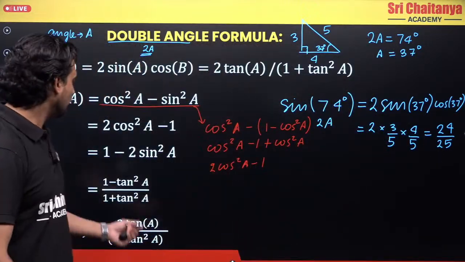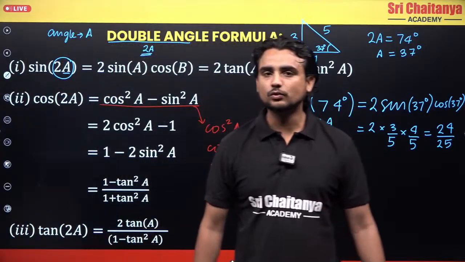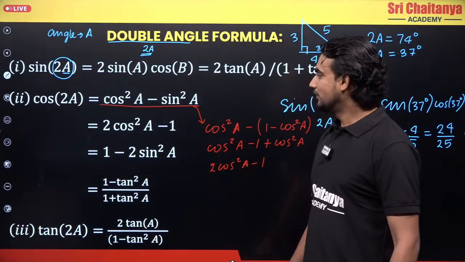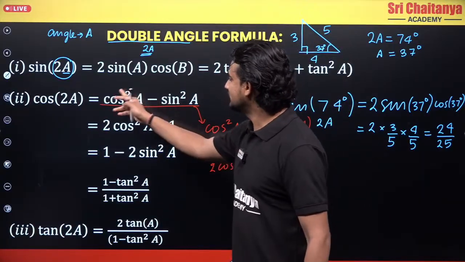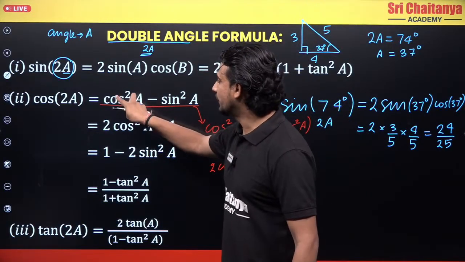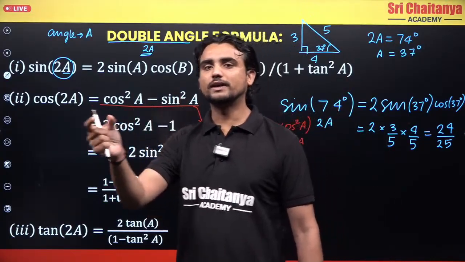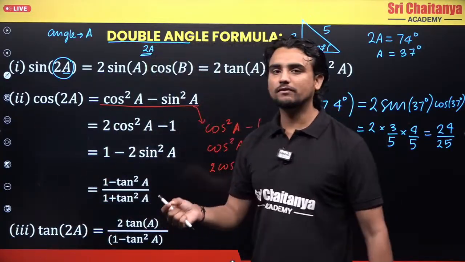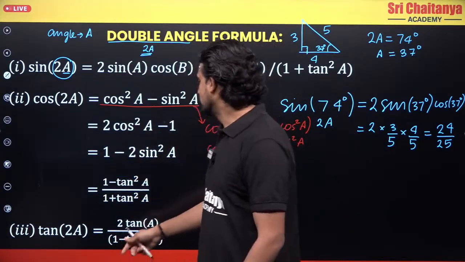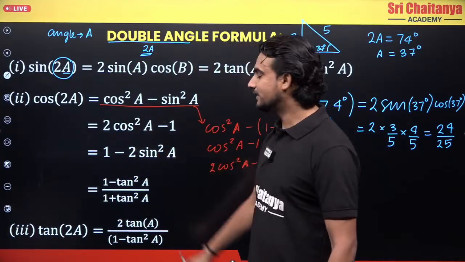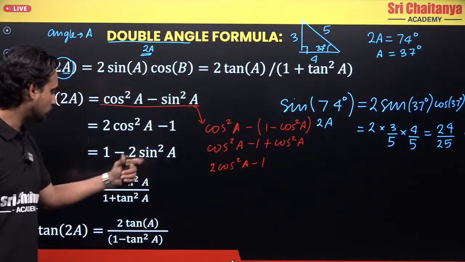Okay, now tell me how to derive 1 minus 2 sin square a. What should you do? You should take this same formula, and instead of cos square a you can write 1 minus sin square a, correct? Because sin square a plus cos square a is equal to 1, and sin square a will become 1 minus cos square a, or cos square a will become 1 minus sin square a. So if I put this, I will get the below formula. So I hope you can remember all these formulas.